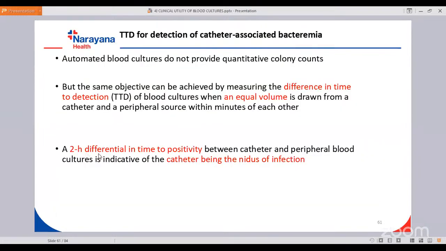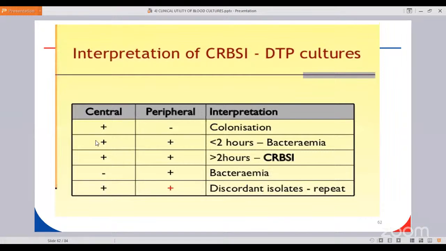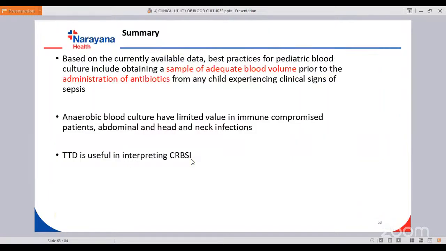If there's a difference of more than 2 hours and your central line has come positive first as compared to the peripheral line, this indicates that your central line is the reason for the bloodstream infection. So this is the important point that gets picked up when you send paired blood cultures from central and peripheral. To summarize, best practices for pediatric blood cultures include getting a sample of adequate blood volume.